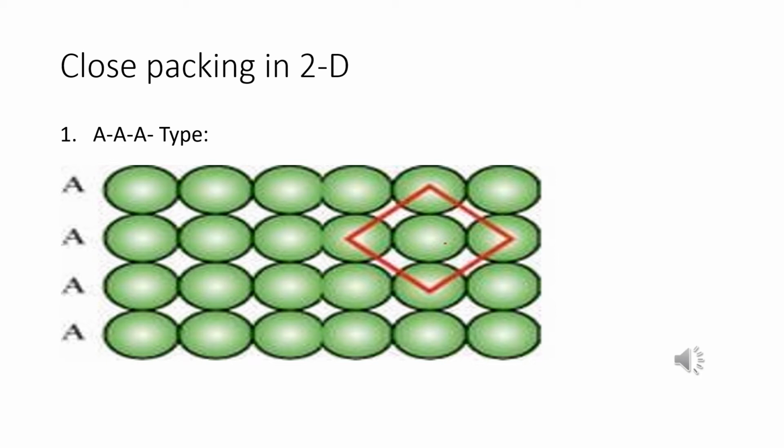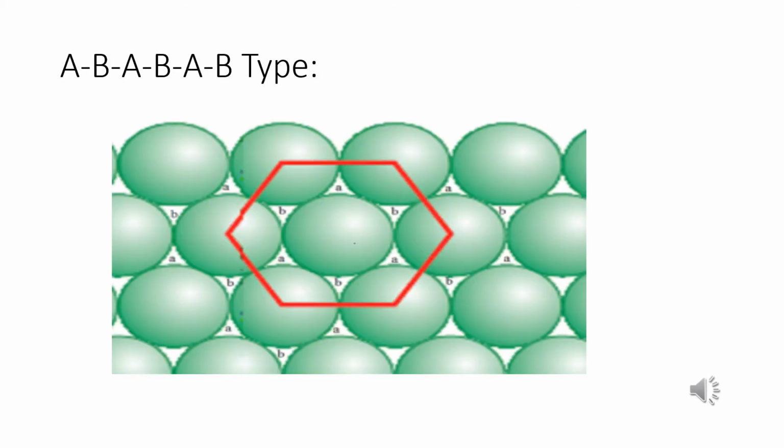Next we see AB type close packing. In AB type, the constituent particles are arranged in a staggered manner. That is, the second row constituent particles fit in the depressions of the first row. The arrangement of spheres in the first row is called A type, and the arrangement of spheres in the second row is called B type, because both have different arrangements. Let us see this figure.